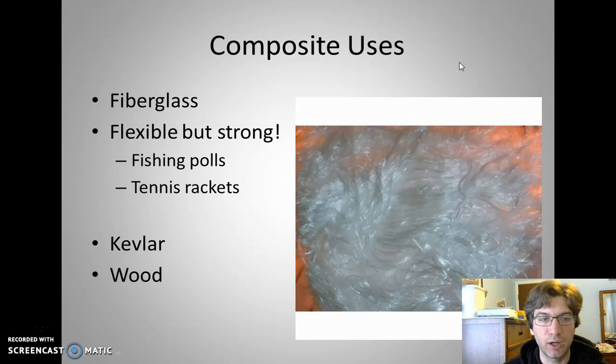Other examples of composites include Kevlar, which is used to make bulletproof vests. So again, you can think of the strength that we get from this composite. It's also used in trampolines. It makes the bouncy part of the trampoline go up and down. So you can imagine how strong that has to be. We do have some naturally occurring composites, which is wood. Wood is a combination of cellulose, which is a polymer, and lignin. And together with those two things, you get wood.